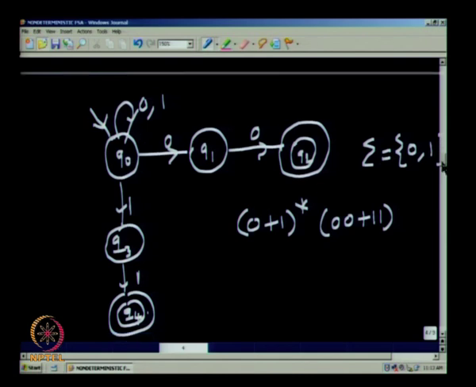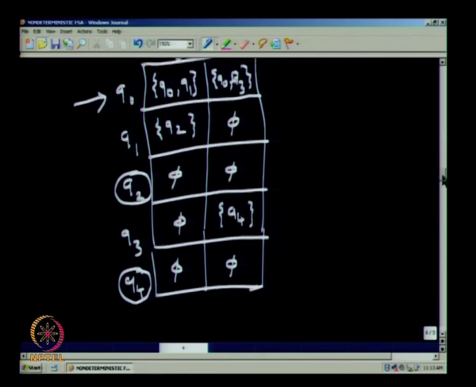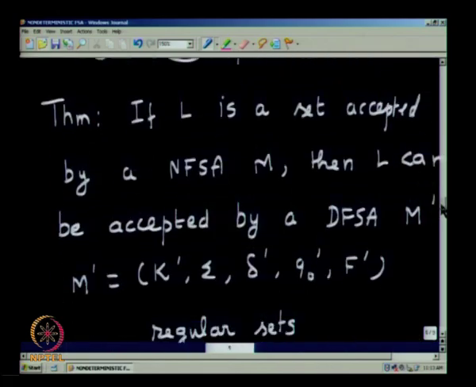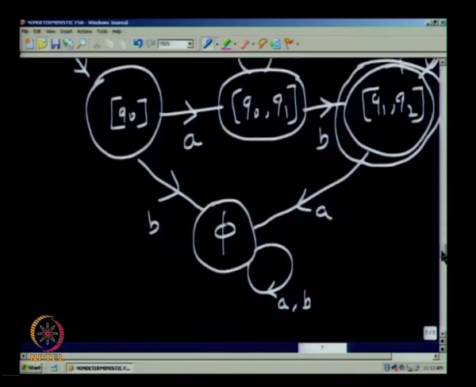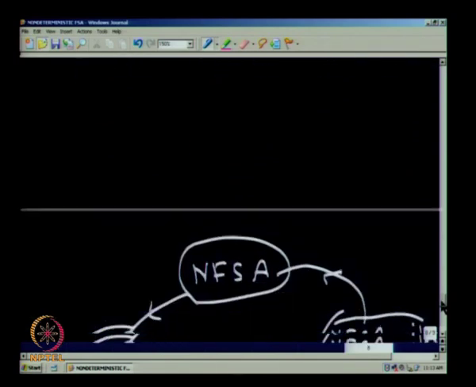The state table is given by this. Q0 is the initial state and Q2 and Q4 are final states. And within each cell, you have a set. Now, how would you convert this into a deterministic diagram? Let us see that. But before that, we will consider a similar example of a non-deterministic one.